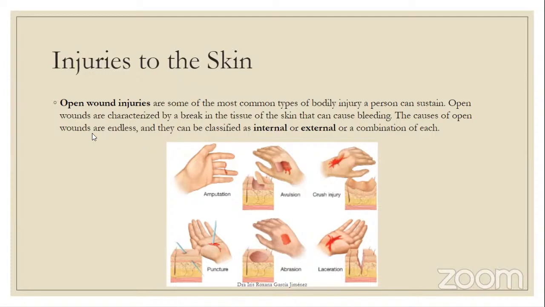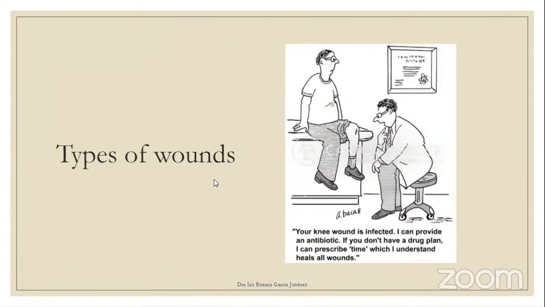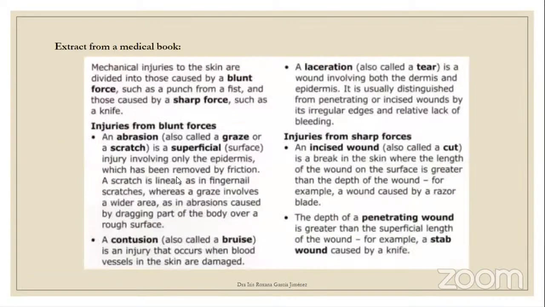The causes of open wounds are endless, of course, we all know about it. They can be classified as internal or external, or maybe a combination. We have amputation, avulsion, crush injury, puncture, abrasion, and laceration. Types of wounds. Okay, just consider this, and now we are getting this chart to catch the meaning of them.